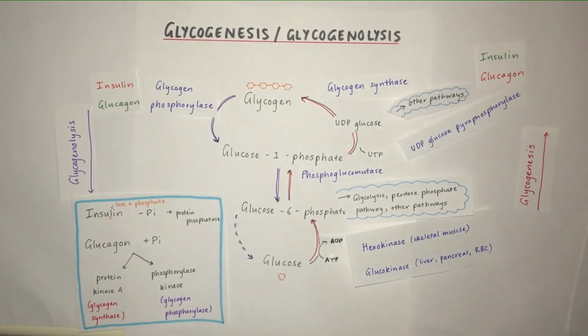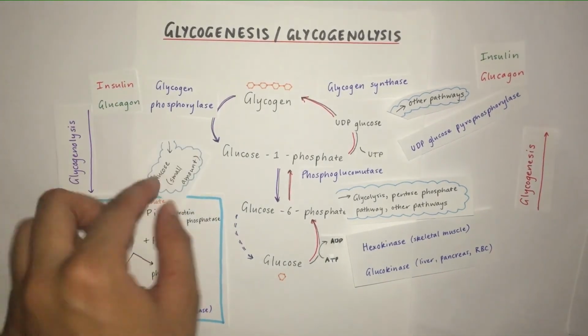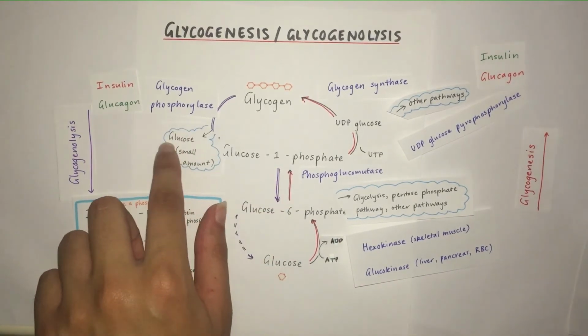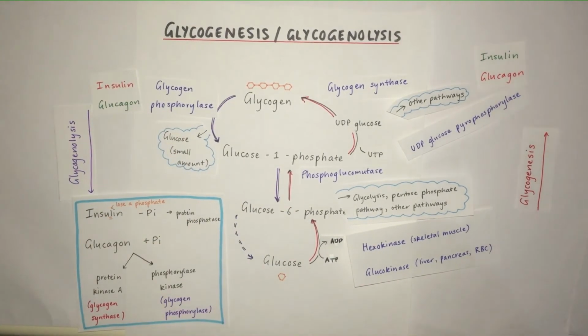I also want to note that in this reaction from glycogen to glucose 1-phosphate, a small amount of glucose is being produced as a byproduct. So it can go straight to glucose from this stage, but only a small amount. But for the rest of it, we have to keep going.